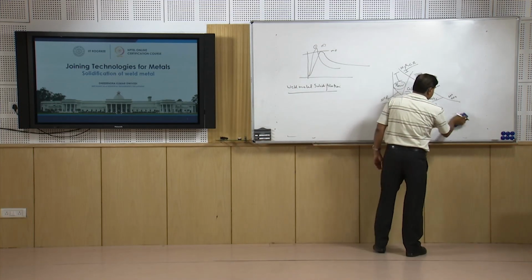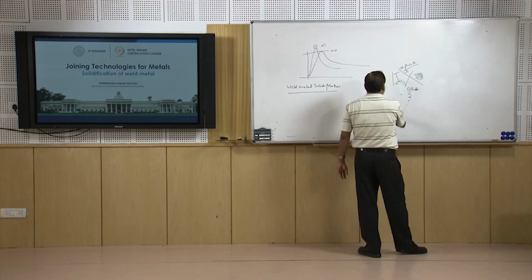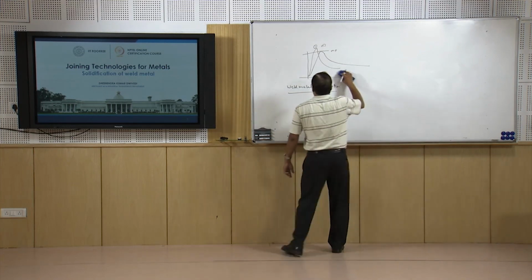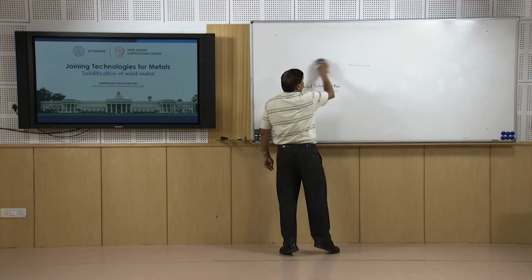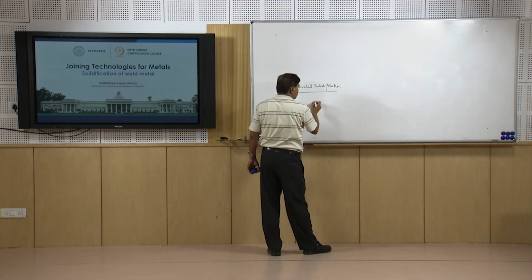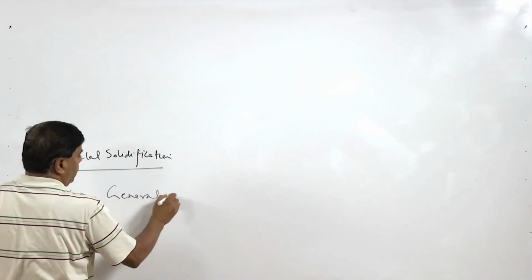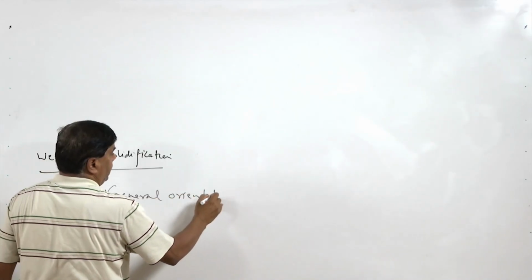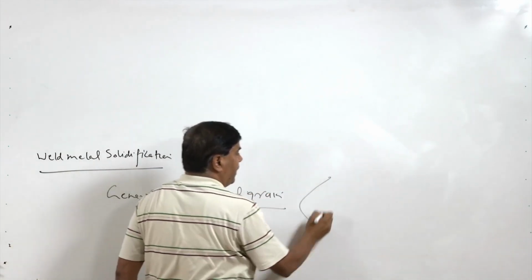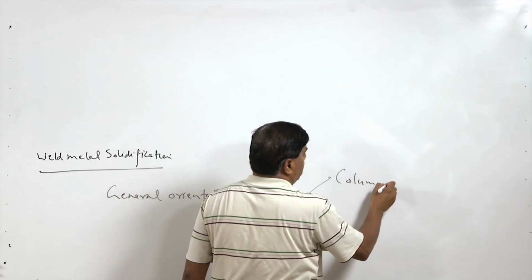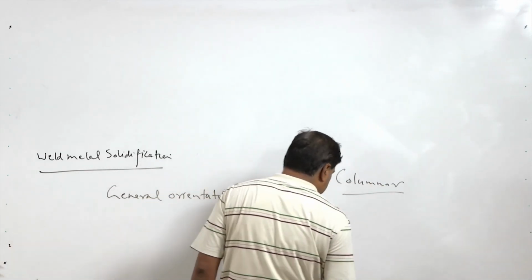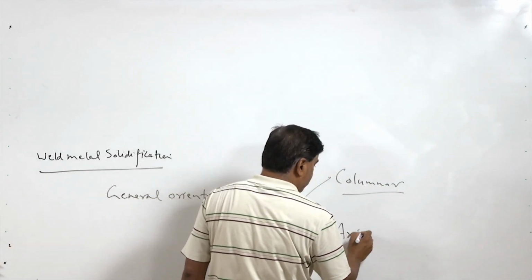In addition to these 4 typical types of grain structures observed in the weld metal, depending upon the heat input and the welding speed, 2 types of grains are also observed based on the general orientation of the grains in the weld metal. Based on the general orientation of the grains in the weld, we may have the columnar grains, like all cellular and dendritic structures were the columnar ones, and the axial grains.